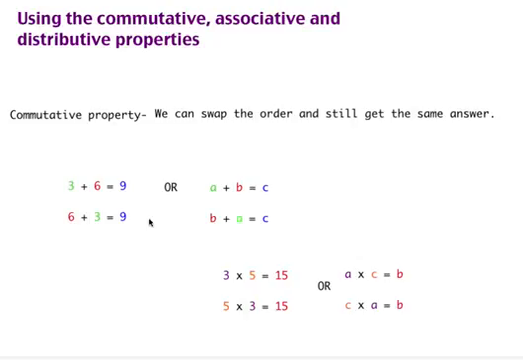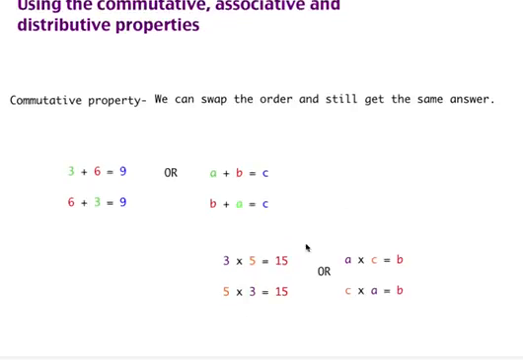That works for addition. Now, if I use the algebraic form, I'm going to have A represent 3, B represent 6, and C is going to represent 9. So if I say A plus B equals C, I can still swap around and say B plus A equals C.